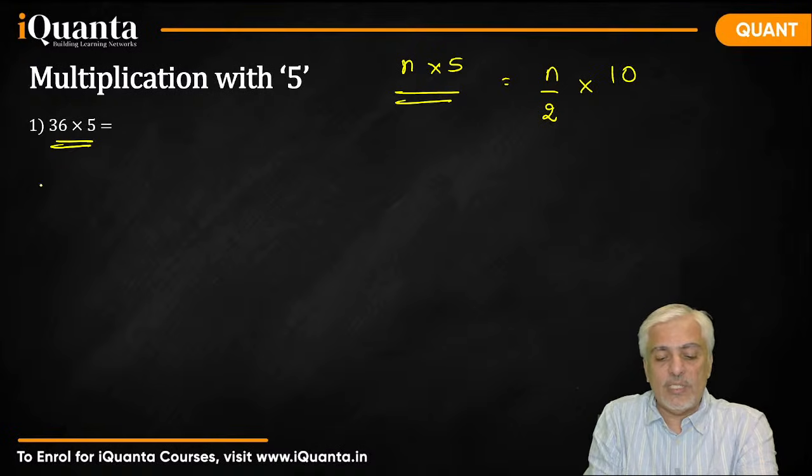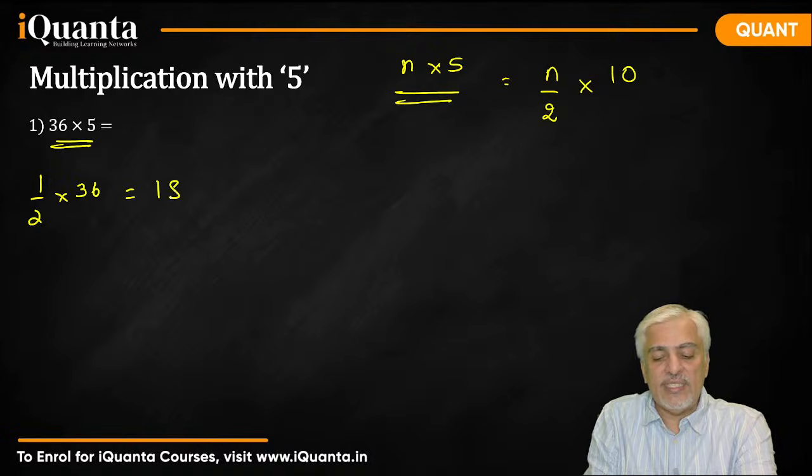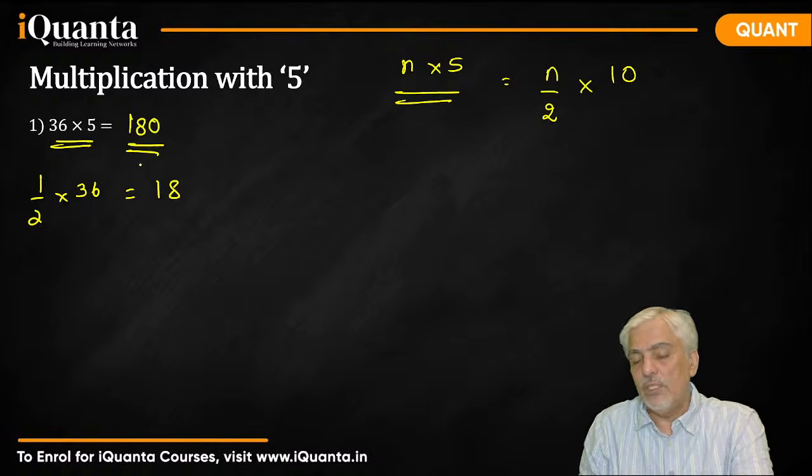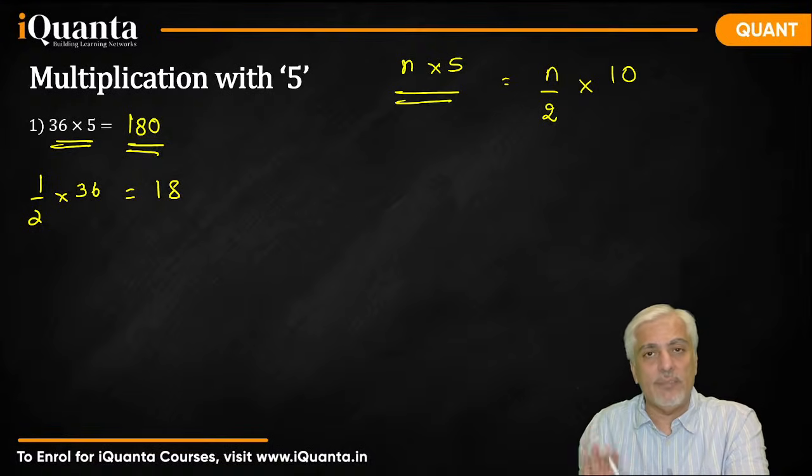So in this case, what is half of 36? Half of 36 is 18. So 18 and multiply by 10, so put a 0. Answer is 180. Whenever you have an even number, this is the method. First we concentrate on even numbers, then I come to odd numbers.